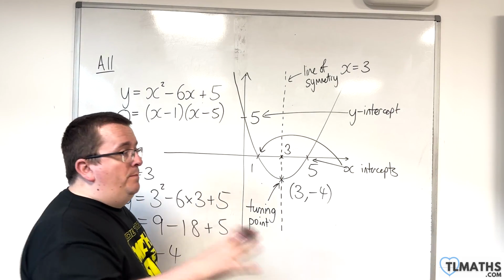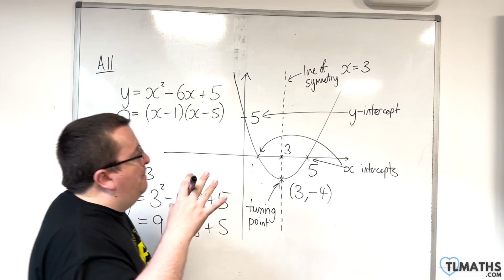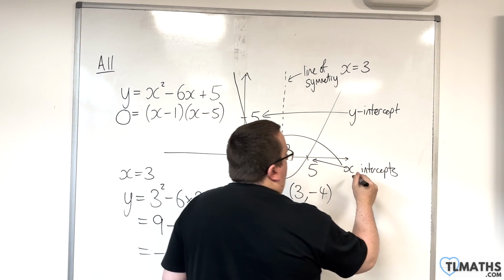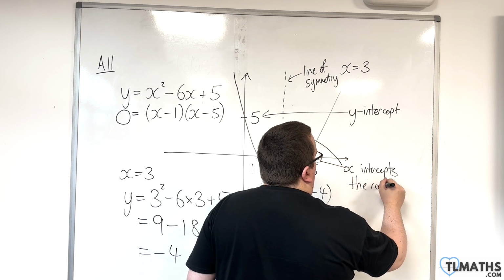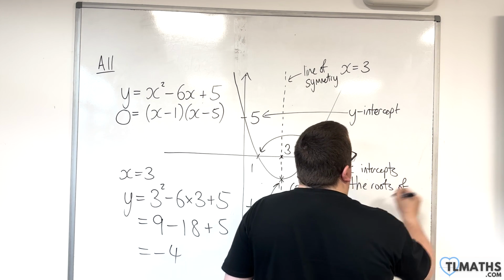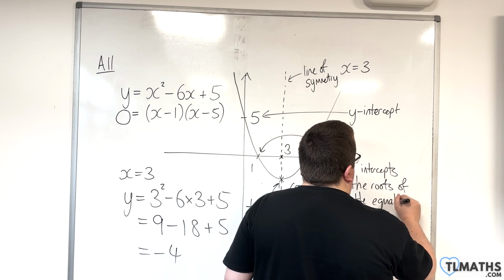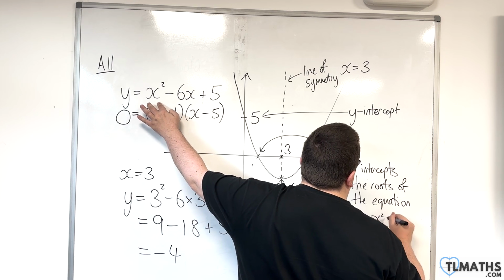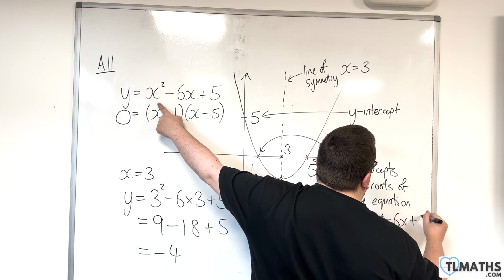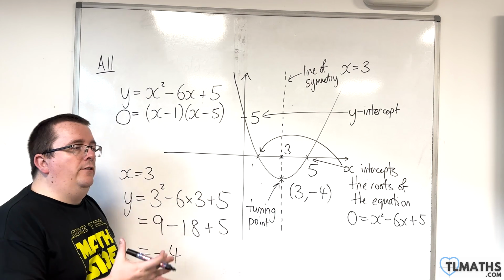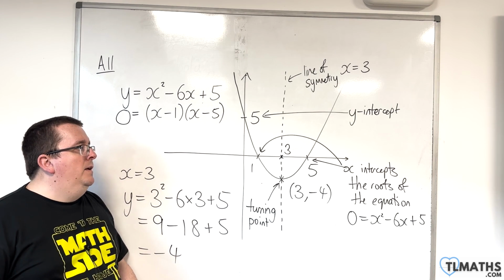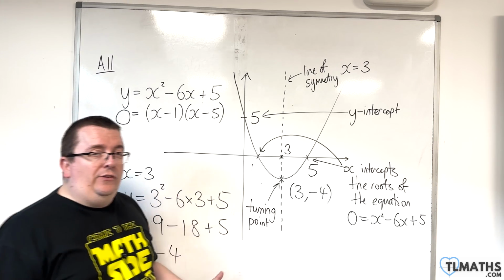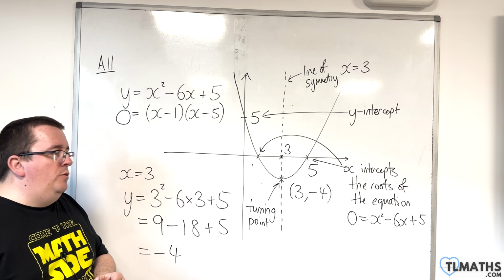Now, just to throw an extra bit of terminology in here, be aware that we also refer to 1 and 5 here as the roots. So the roots of the equation 0 is equal to x squared take away 6x plus 5. Okay, so refer to 1 and 5 as the roots of the quadratic. Quite often that gets used instead of x-intercepts, but really you should be aware of both.